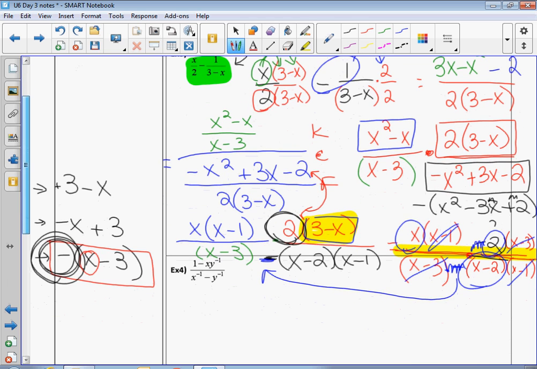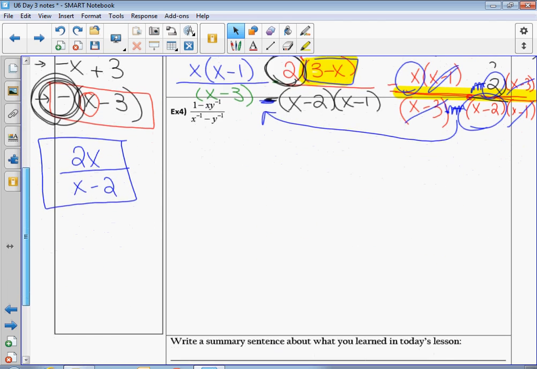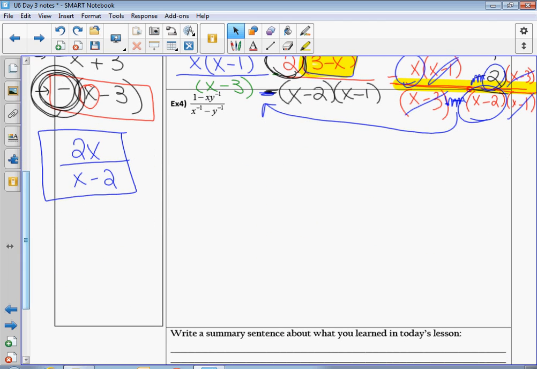So I'm going to rewrite that as my answer. And I'm going to squeeze it again into your notes. I'm hogging up all your note space. Alright, so we have a 2 and an x, and an x minus 2. This is our answer to example 3. Example 4. Might look like a doozy, but you can do it.